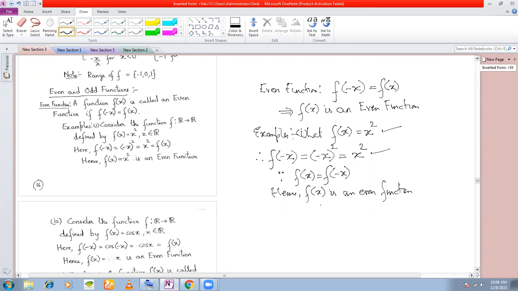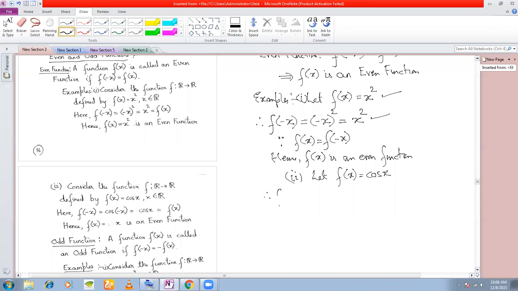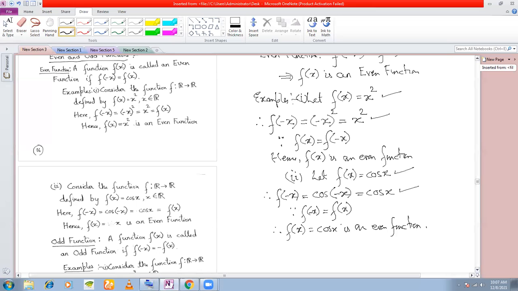Okay. First example. Second example is, suppose I give you f(x) is equal to cos x, right? You want to check whether this is an even function or an odd function. So we find out f of minus x. So how much is f of minus x? We replace x by minus x. You again get cos x. So we see, f(x) is equal to cos x and f of minus x is also equal to cos x. So since f(x) is equal to f of minus x, therefore f(x) is an even function. Okay, even function.